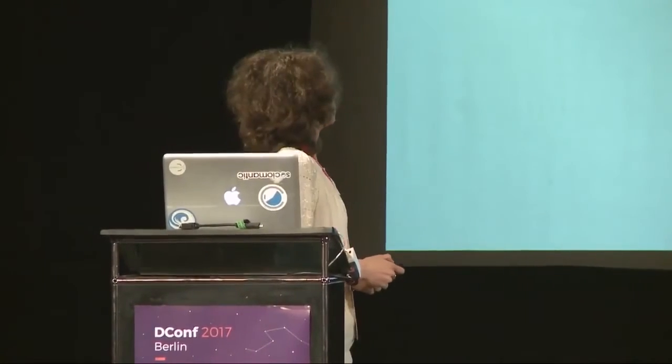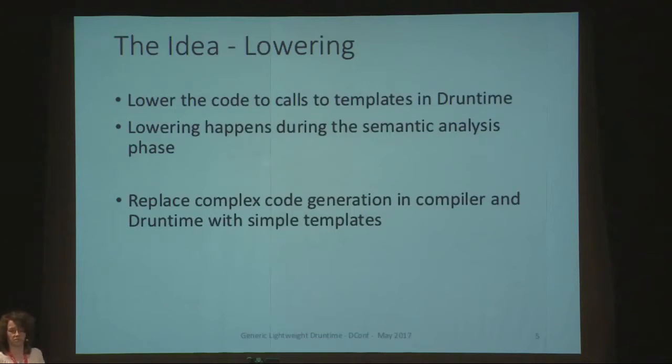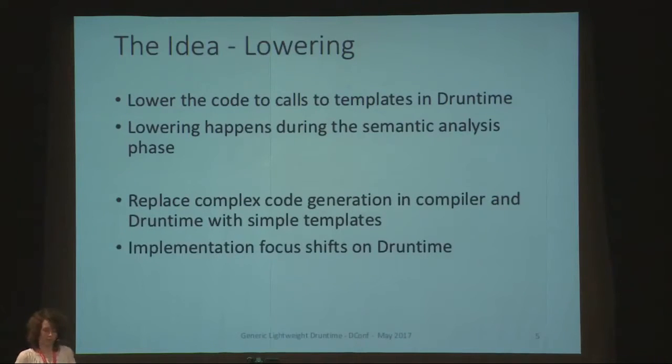So this is going to reduce the complexity of the compiler. And it's also going to make the runtime nicer. Well, we're going to have some templates there, and it should be nice. But let's talk about this a bit later. But the fact that we implement it in the runtime also offers a major advantage. And that's the fact that the implementation focus shifts to it. So what does this mean?